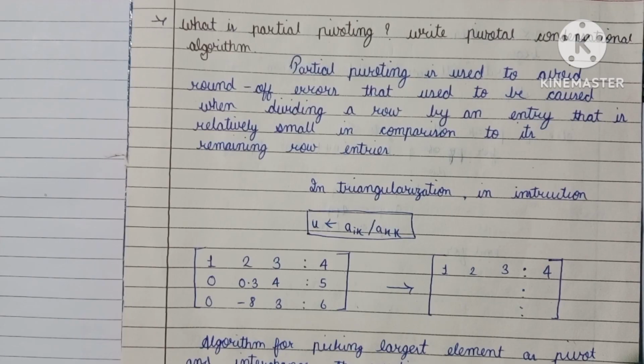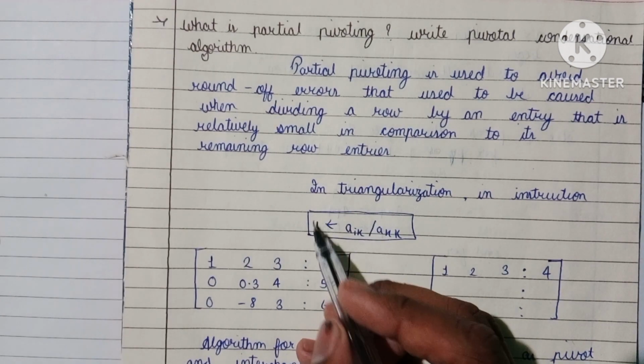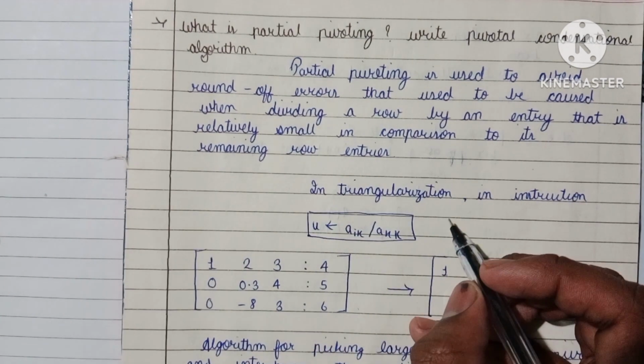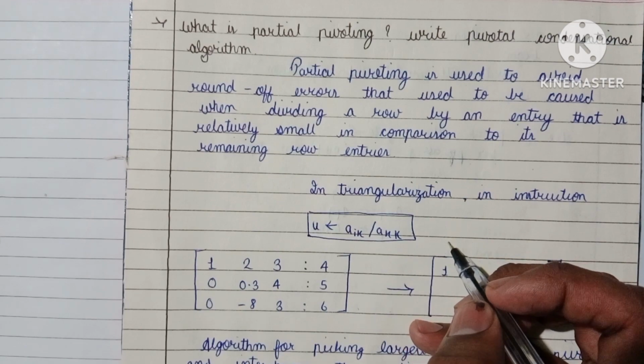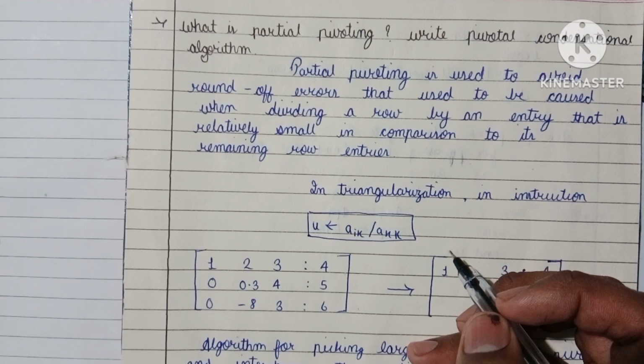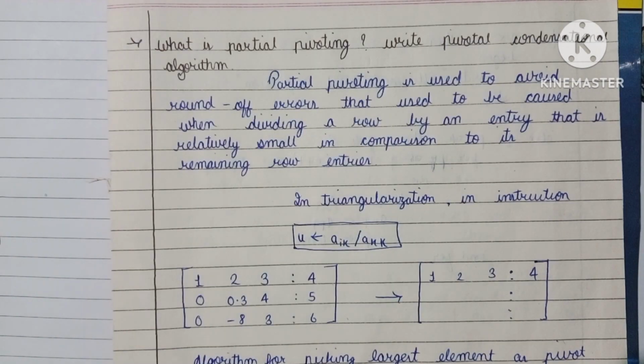So firstly, we need to understand what is partial pivoting. Partial pivoting is used to avoid round-off errors, which are caused by dividing a row by an entry that is relatively small. So in the triangularization step of the Gauss elimination method, we have seen that we multiply with u, which is aik divided by akk. So in this we need to assume that akk is not zero. If it happens to be zero or nearly zero, the algorithm will lead to no result or a meaningless result.